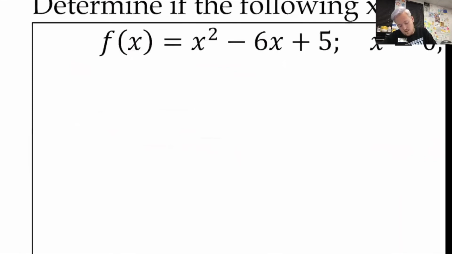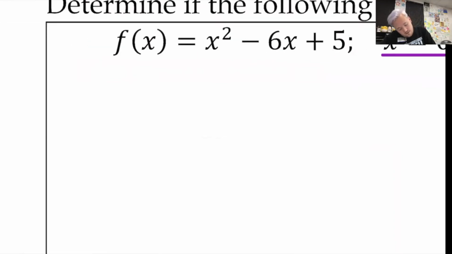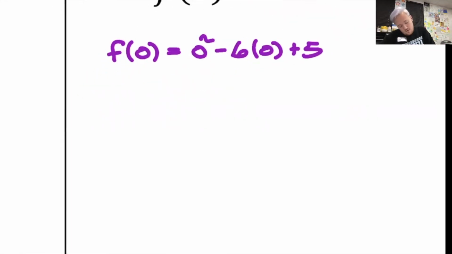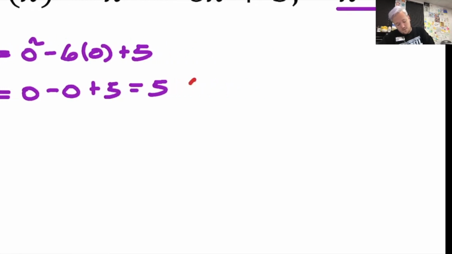So let's start with x equals 0. I will do this one in purple. I have f of 0 equals 0 squared minus 6 times 0 plus 5. So I have 0 squared, which is just 0, minus 6 times 0, which is 0, and then add 5, which gives you 5. So it doesn't equal 0, which means it's not a solution.